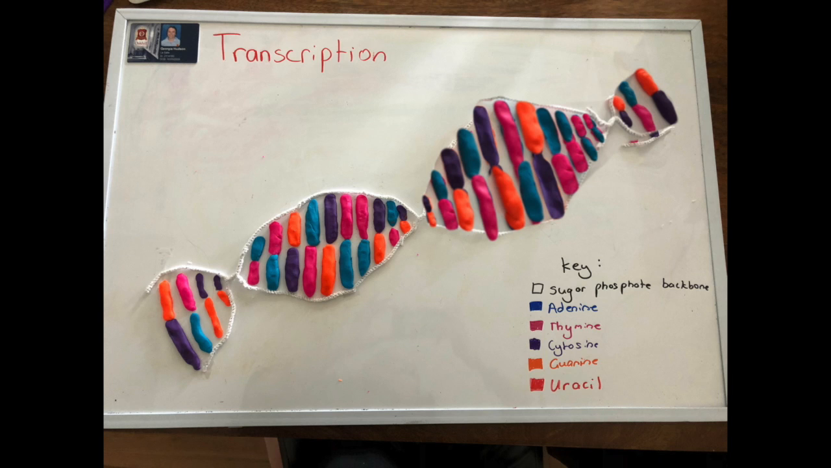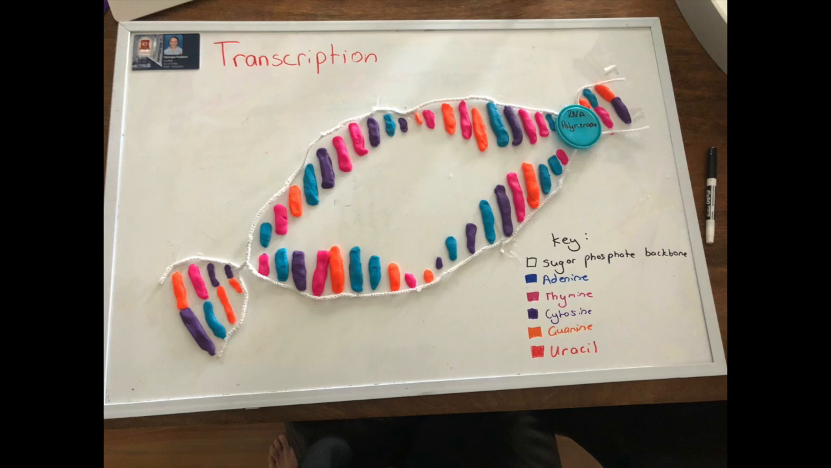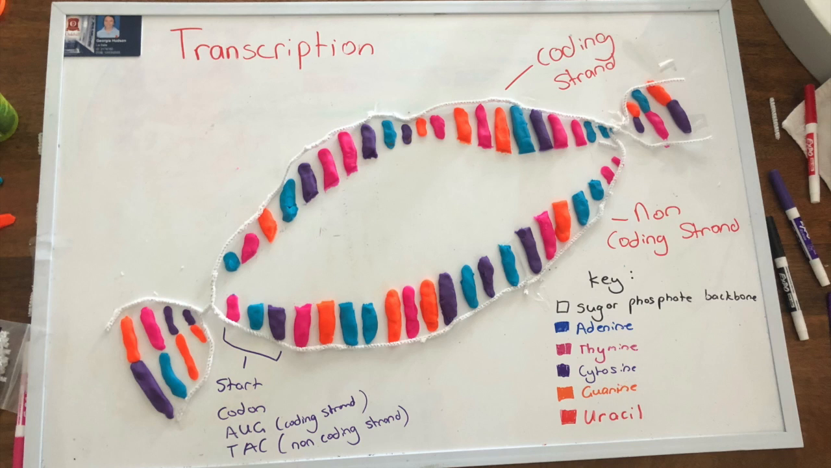The first step of transcription is initiation, which is the process of the DNA strand unzipping. The section of DNA that codes for the particular protein will unzip after the RNA polymerase slides across the DNA strand, breaking the hydrogen bonds between the bases. This results in two strands, one being the coding strand and the other being the non-coding strand.